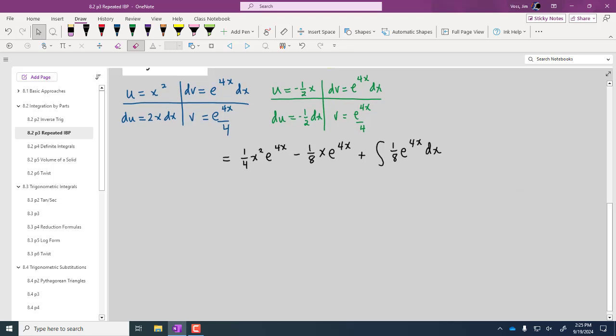And then we're at crossroads. Looks easier, so we're on the right track. And it's so much easier that we don't have to do integration by parts again. So when we do this, we're going to get the integral of an exponential is itself.